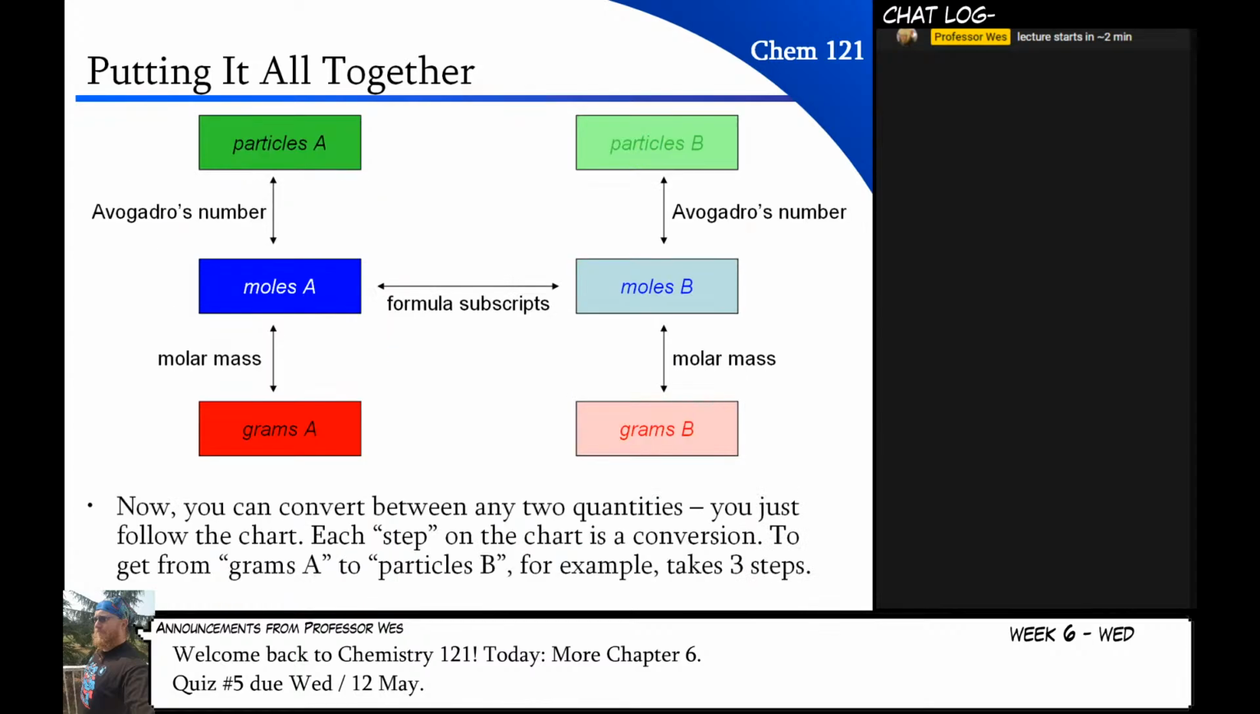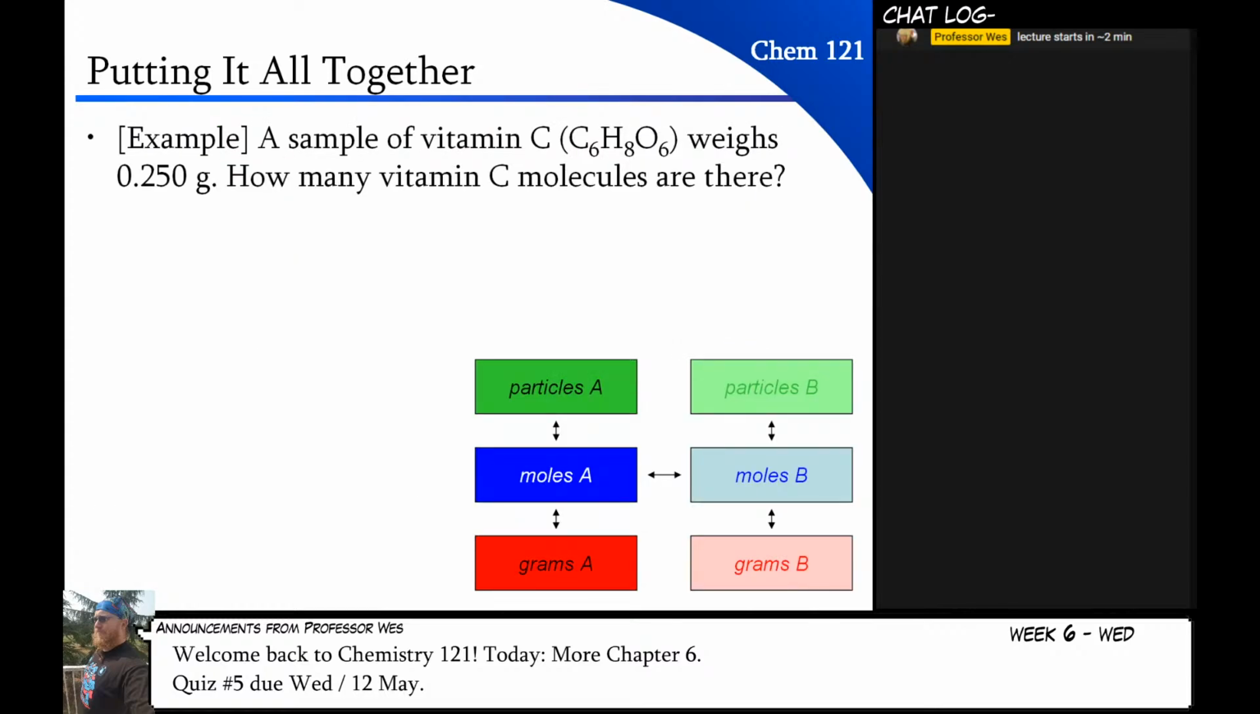Look at what the problem is asking you, and then decide from there what you're trying to solve for. So let's do that together for this first example. I'm going to give you 250 milligrams of vitamin C, which is just not enough. You should have more. Eat 74 more oranges. In that sample, how many vitamin C molecules are there?